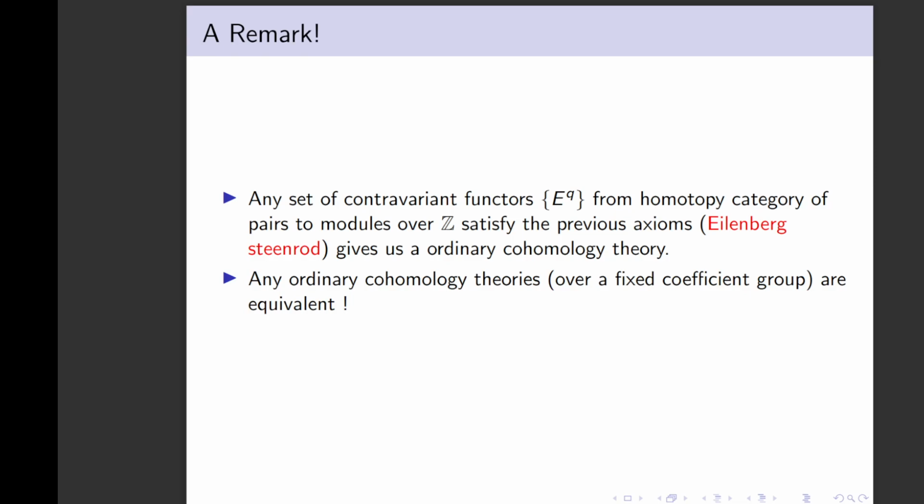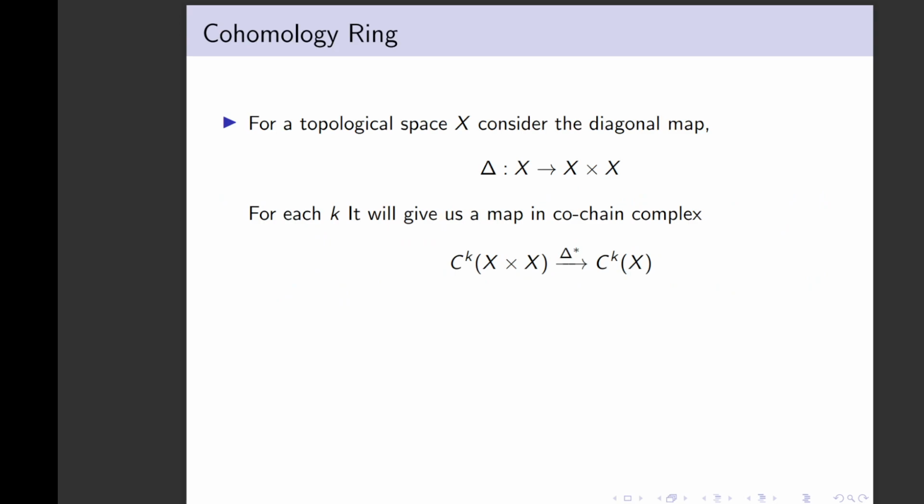Oh, and also one important remark, that any two ordinary cohomology theories are equivalent. By equivalent, I mean that at each dimension they will give an isomorphism, if we fix the base ring to be the same. And here, this is one of the important features of cohomology, that it gives us a graded ring structure very naturally.